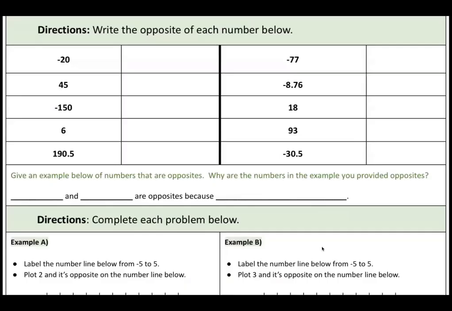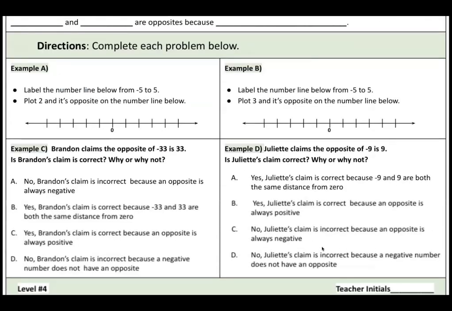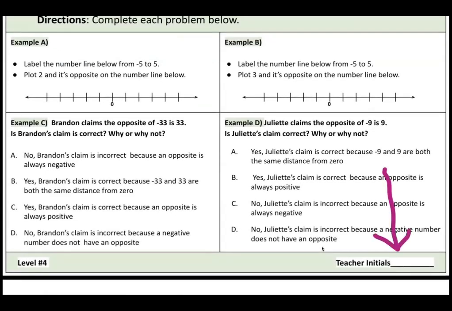This video is not going to go over all of the answers on this page, but to make sure you're on the right track, you should have gotten for the second column, the opposite of -77 is +77, 8.76, -18, -93, that's a 3, and +30.5. Go ahead and complete the rest of this page, and then check in with your teacher.